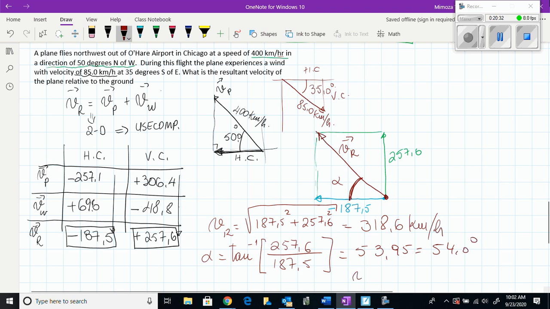So then you write that the resultant velocity of the plane that is traveling 400 kilometers per hour in the direction 50 degrees north of west and is experiencing a wind with a velocity of 85 kilometers per hour, 35 degrees south of west, will be 318.6 kilometers per hour at 54 degrees, and this is north of west.